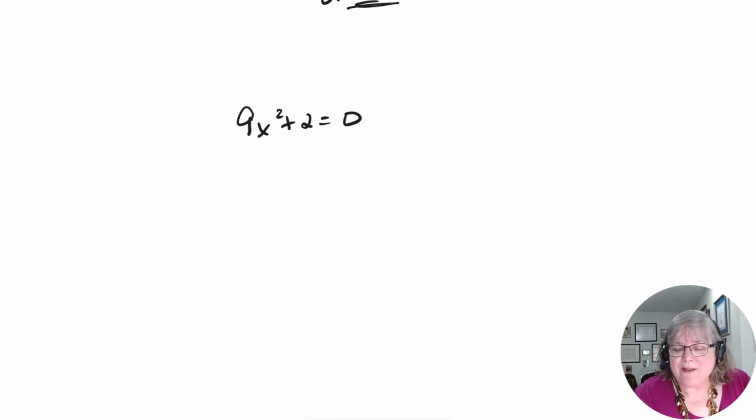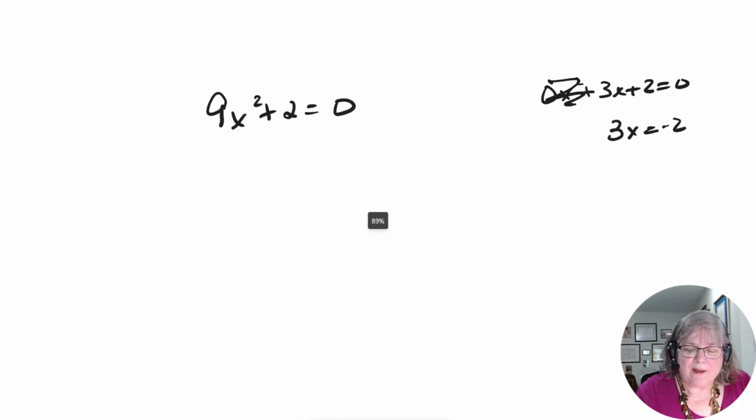Otherwise, if you didn't have a square, if you had 0x squared plus 3x plus 2, this is linear, and you would just go 3x is equal to negative 2, all right? So as long as you've got a square, that's what makes it quadratic. So a is 9, b is 0, and c is 2.